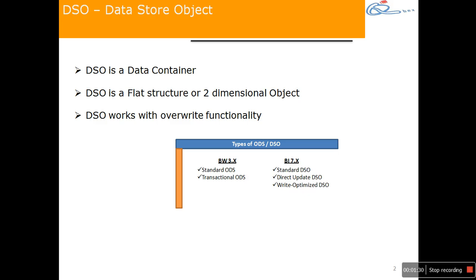And DSO works with override functionality. Default is override, but I can still set that to additive. What about a cube? A cube is additive, right? But ODS default is override, but I can still set it to additive also. Now we have different types of DSO or ODS. In 3.x we had standard and transactional. But in 7 we have standard DSO, direct-update DSO, and write-optimized. Now we are focusing on the standard one. We'll come to the other types later.